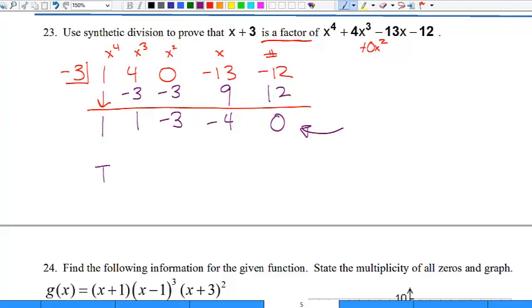So now you have to make some sort of statement. Therefore, x plus 3 is a factor. You need to write something so that I know that you know that we were done and that we proved it.